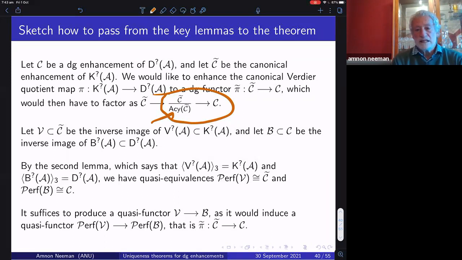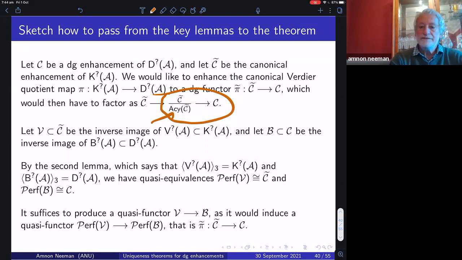So how are we going to do this? Here's where we use lemma 1 or lemma 2. We take V to be the inverse image, in the dg category, of the objects with zero differentials, and let B and C be the inverse image of, again, the complexes with zero differentials.